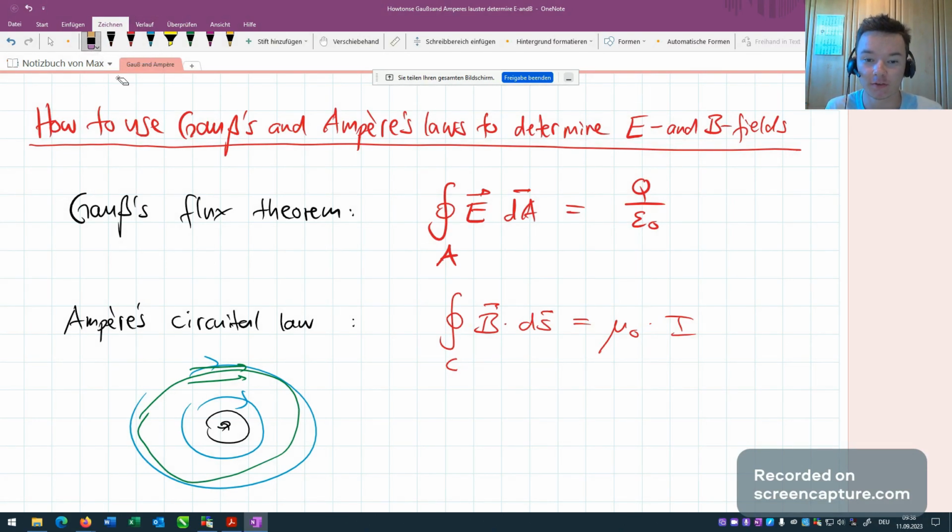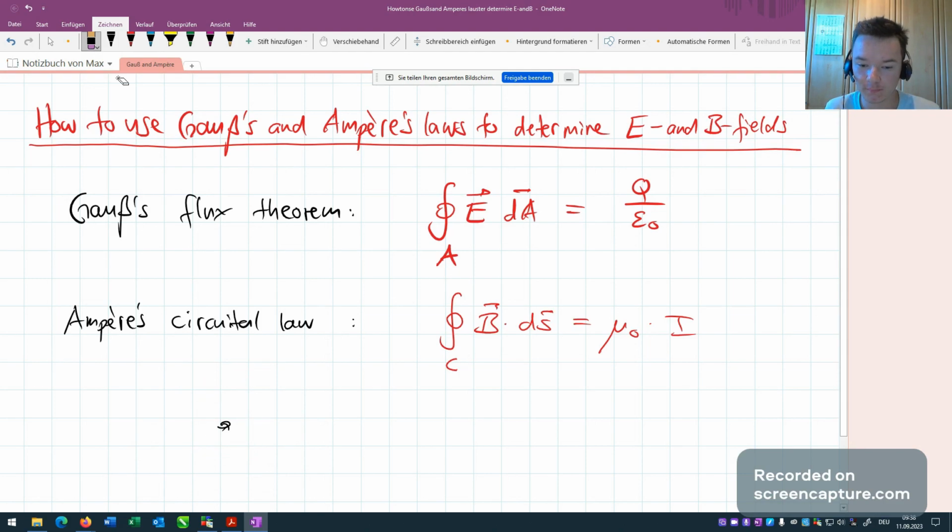So basically what Gauss's law is telling us is that the amount of electric field lines going through an area which encloses the volume is proportional to the amount of charge in the volume, and Ampere's law is almost the same, only for closed loops which enclose an area, and it counts the amount of current flowing through the area proportional to the amount of field lines going along the closed loop.